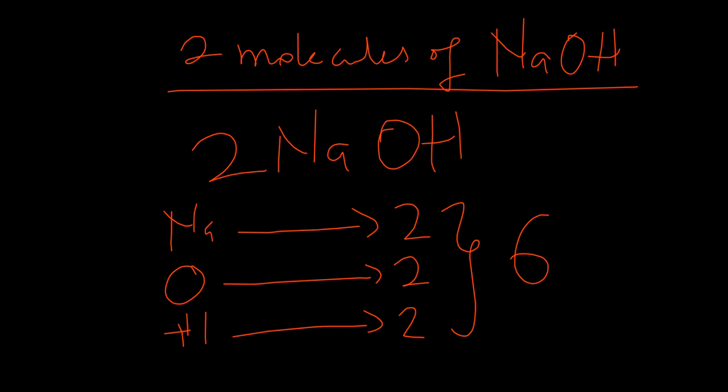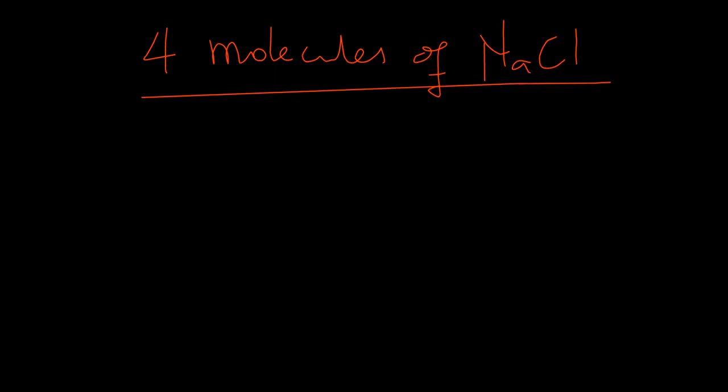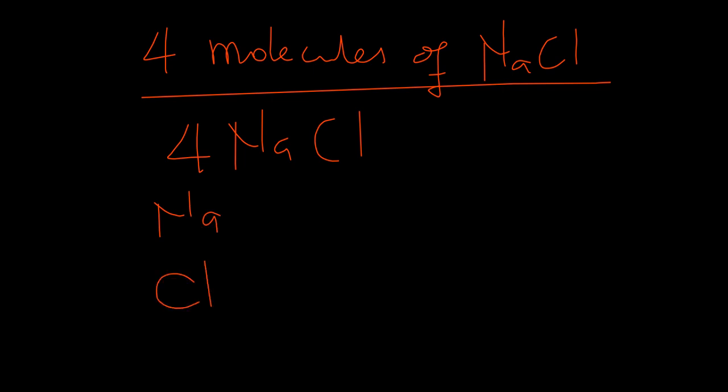So we look at 4 molecules of sodium chloride. So that will give us 4NaCl. How many elements do we have here? We have just 2 elements, sodium and chlorine. The next question is, how many atoms of sodium do we have here? We have 4 atoms of sodium, because in just sodium chloride, we have just 1 atom in there. But the coefficient of 4 would multiply the 1. That will give us this 4.